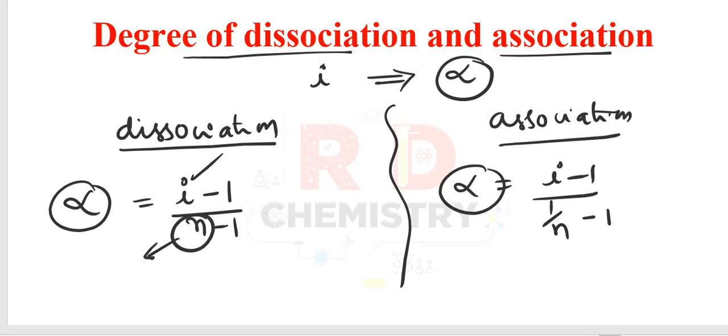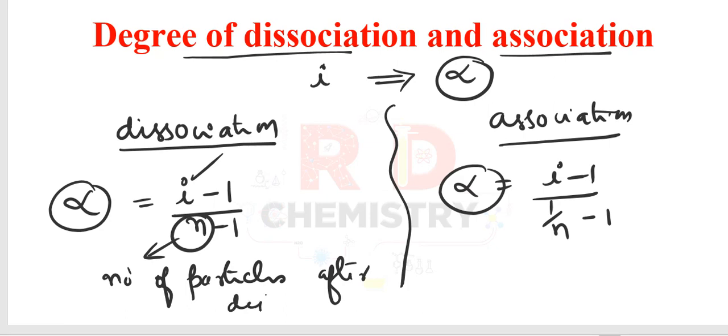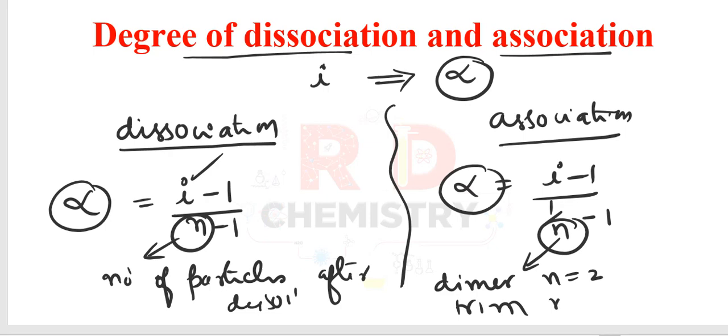What is n here? n here is the number of particles after dissociation. What does this n stand for under association? This stands for the number of molecules undergoing dimerization, trimerization. If it is dimerization, n is equal to 2, trimerization n is equal to 3, tetramerization n is equal to 4. Okay, so n values are different. The concept is not the same for the n value, right?